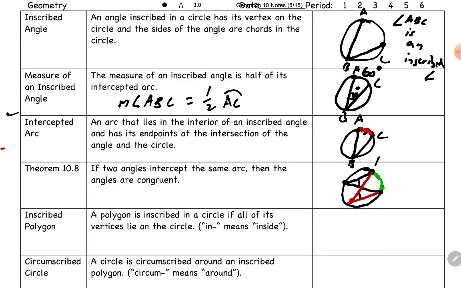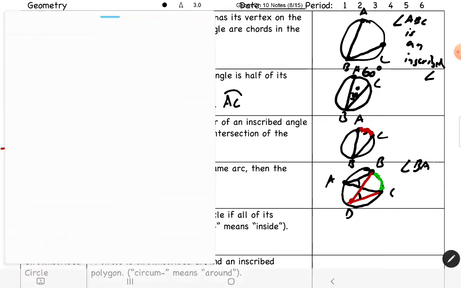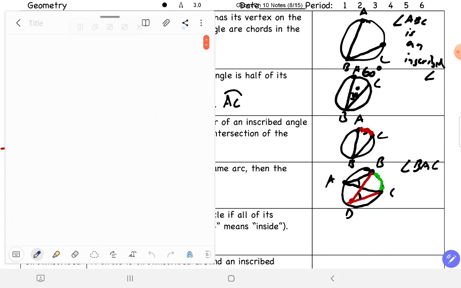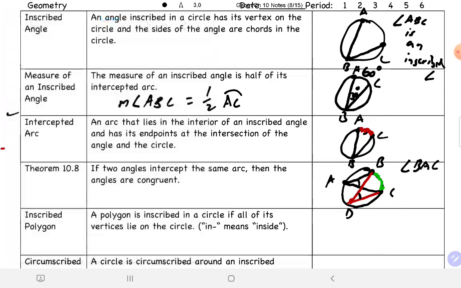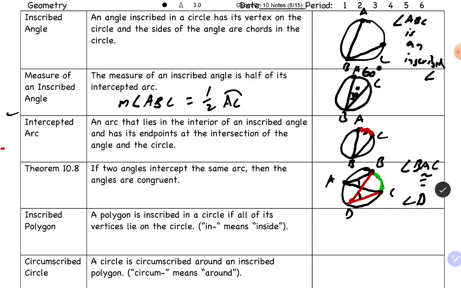If I use some letters here, let's do that. This is A, B, C, D. We would say angle BAC is congruent to angle BDC.